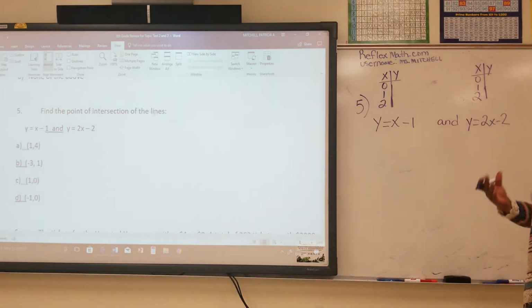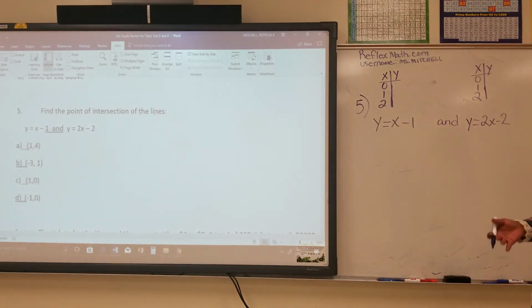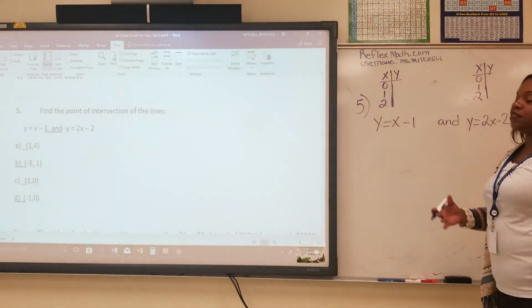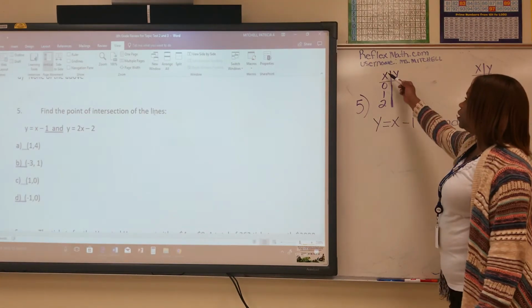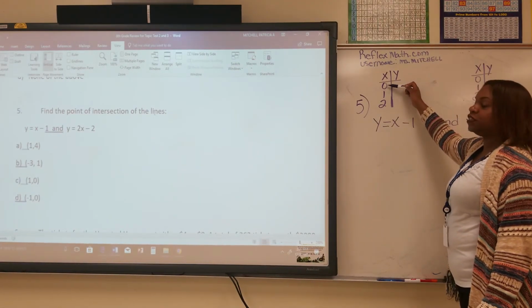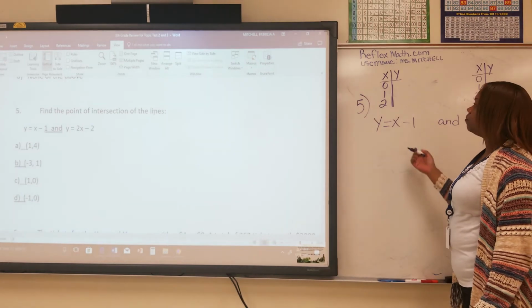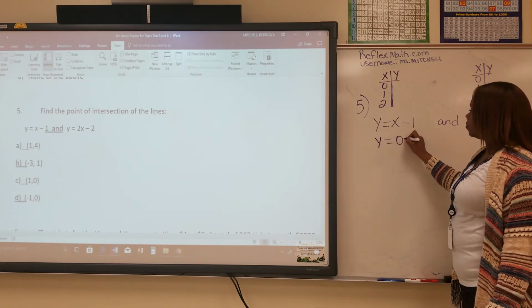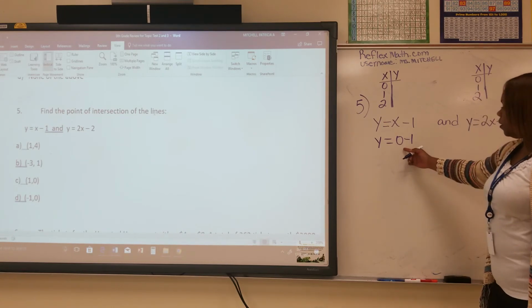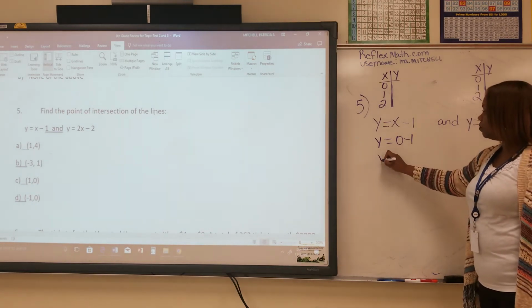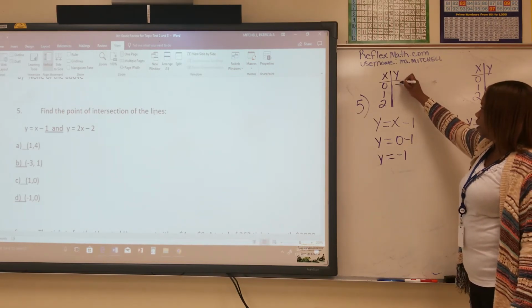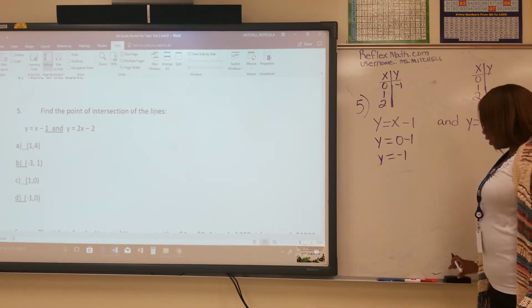So we can pick our x points, and the simplest points that we can pick are 0, 1, and 2, okay? So what that means is that all we have to do is, every time that we see x, we substitute it for 0, and then we can get y, okay? So if x is 0, here, 0 minus 1 will still give us -1. So now we know that y is equal to -1.